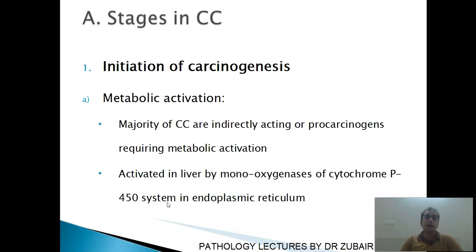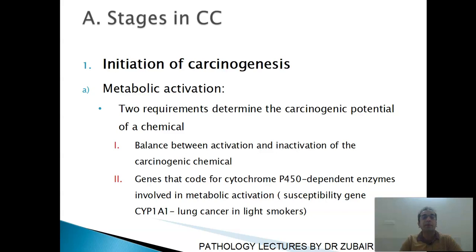So what is metabolic activation? This is in the initiation of carcinogenesis. The majority of chemical carcinogens are indirectly acting or procarcinogens requiring metabolic activation. They get activated in the liver by the monooxygenases of cytochrome P450 in the endoplasmic reticulum. The metabolic activation has two requirements to determine the carcinogenic potential of a chemical. First, the balance between the activation and the inactivation of the carcinogenic chemicals. Second, the genes that code for cytochrome P450 dependent enzymes involved in metabolic activation.